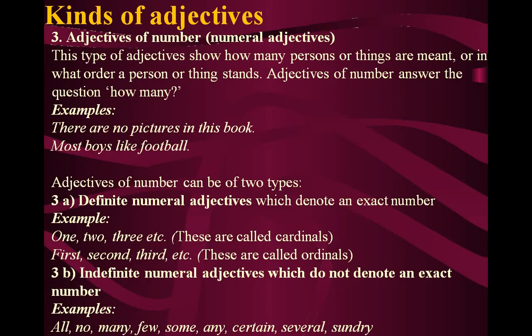The third type of adjective is adjectives of number. Okay, and it is divided further into two categories, but we'll explain that. Okay, this type of adjectives shows how many persons or things are meant, or in what order a person or thing stands. Adjectives of number answer the question how many.